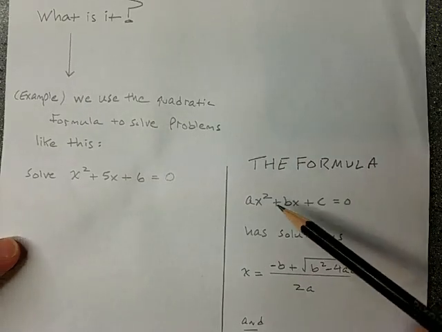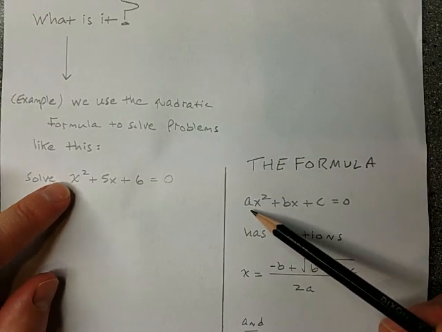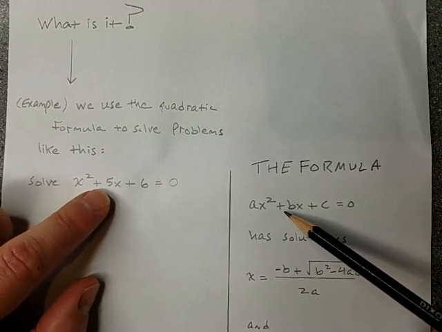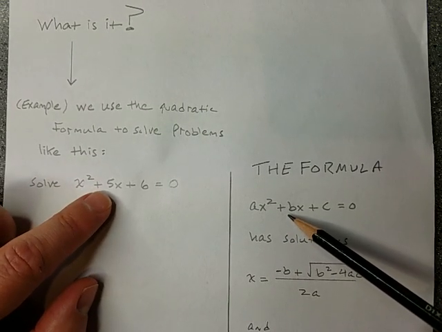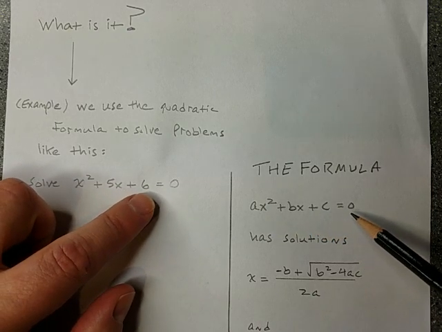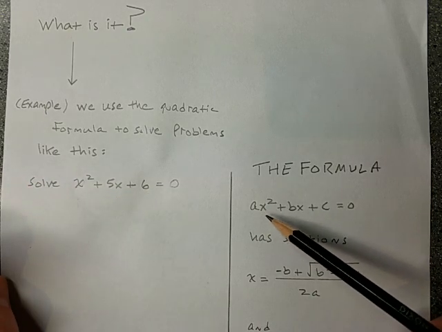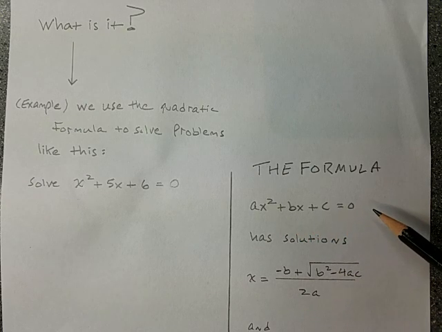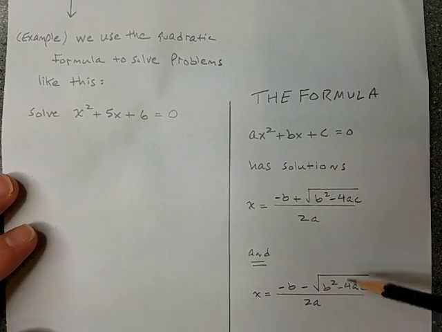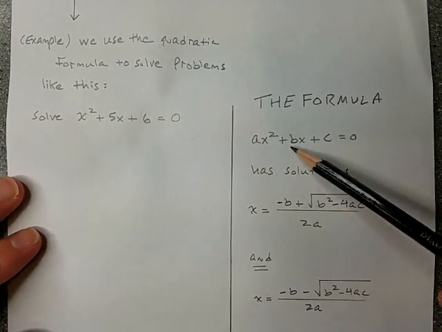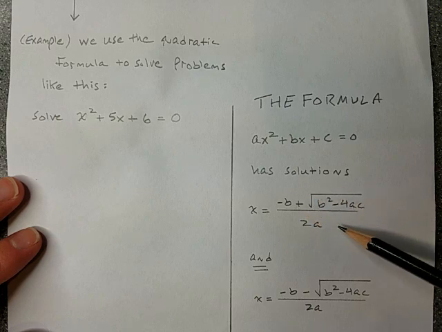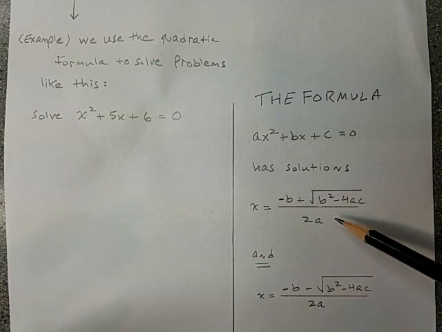Now a is a number given in the problem, a times x squared. B is another number given in the problem, and c is another number given in the problem. So you can see, I have a number times x squared plus another number times x plus another number equals 0. So the solutions look like this. You take the opposite of the number b plus root b squared minus 4ac over 2a. So you do all that stuff, and you reduce it to an answer.